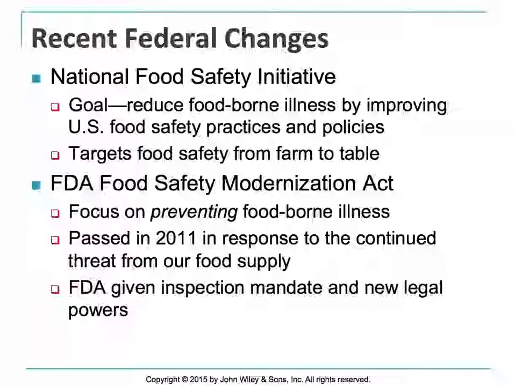Some recent federal changes concerning food safety include the National Food Safety Initiative, the goal of which is to reduce foodborne illness by improving U.S. food safety practices and policies, and this was created with food safety from farm to table in mind.